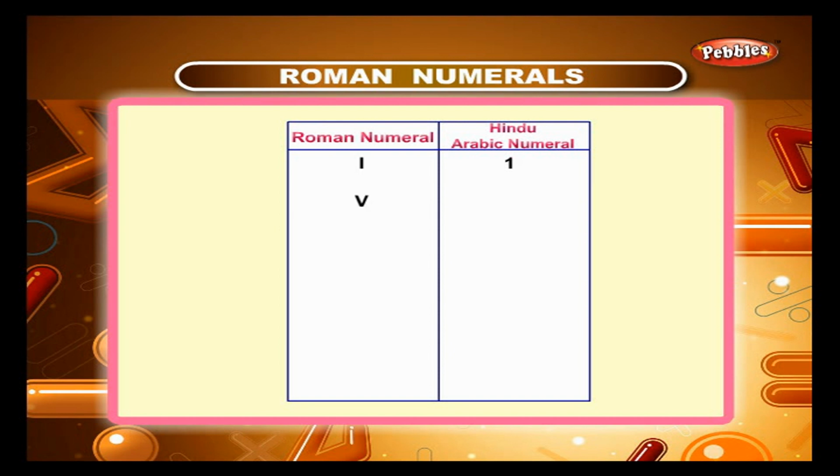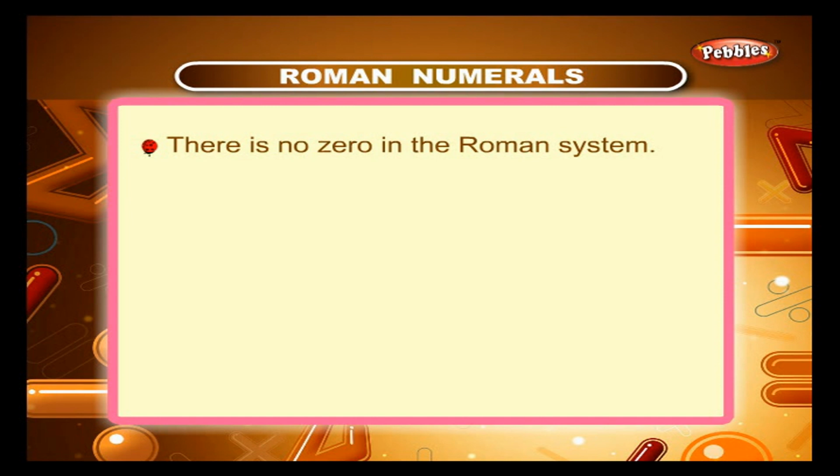Symbol V is equal to numeral 5. Symbol X is equal to numeral 10. Symbol L is equal to numeral 50. Symbol C is equal to numeral 100. Symbol D is equal to numeral 500. And symbol M is equal to numeral 1000. There is no zero in the Roman system.